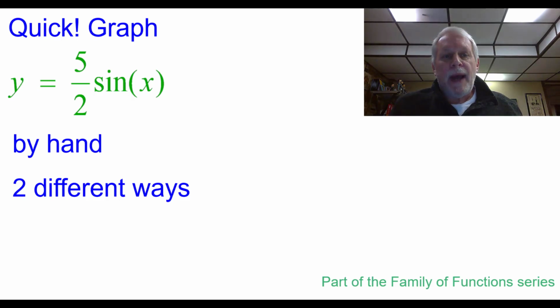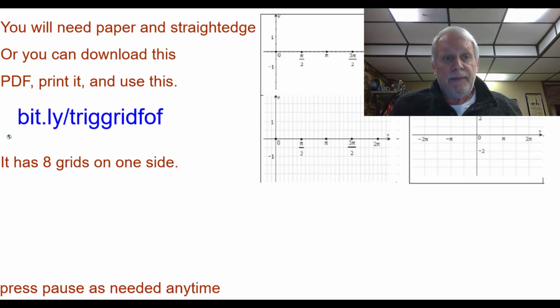Quick, graph y equals 5 halves times the sine of x by hand 2 different ways. This is part of the Family of Functions series. You will need paper and a straight edge, or you can download this PDF. Press pause as needed anytime during the video.